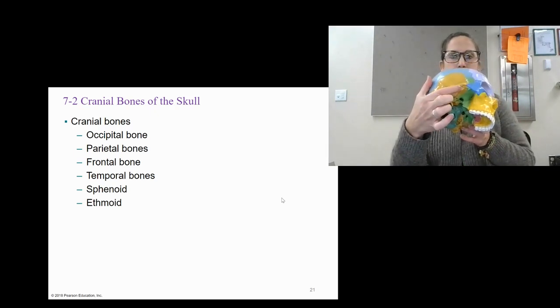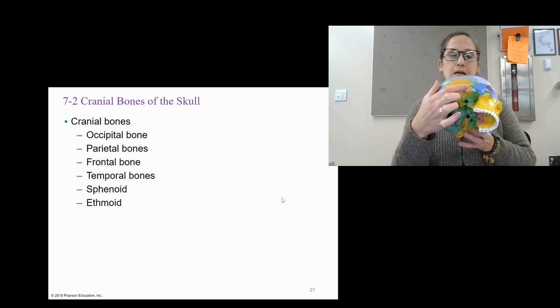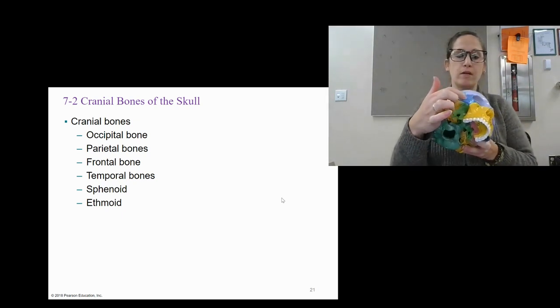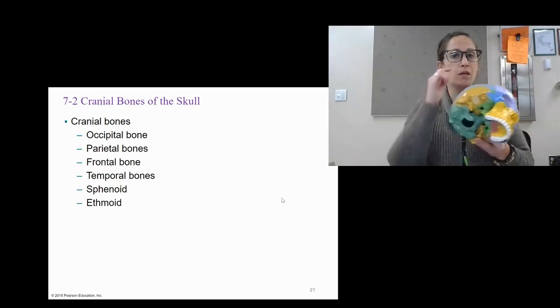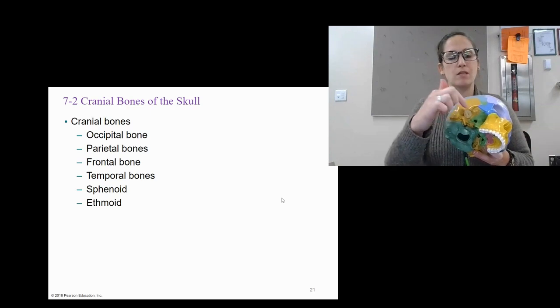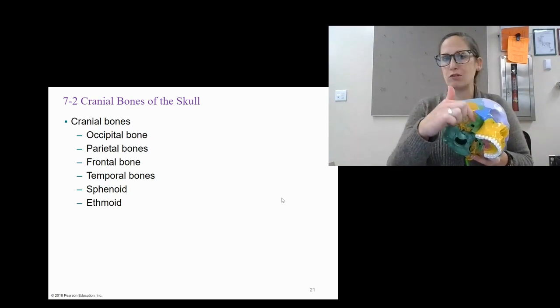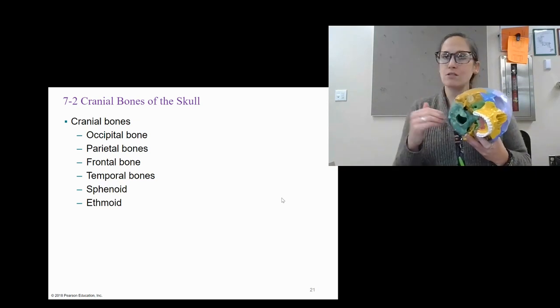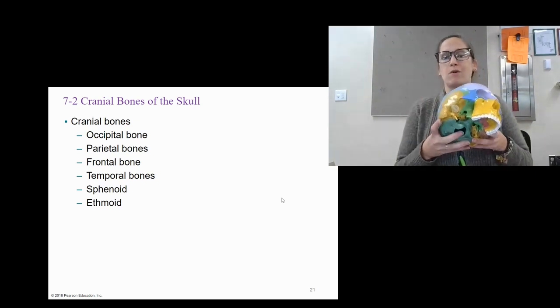The zygomatic process is basically an extension that is going to articulate with part of your zygomatic bone, which forms your cheekbone, all right? Together, these two bones articulating create an arch, and that's referred to as the zygomatic arch, just so that you are aware.